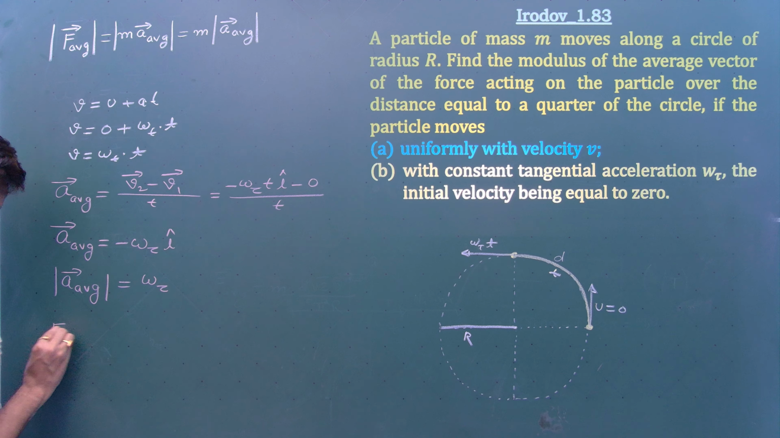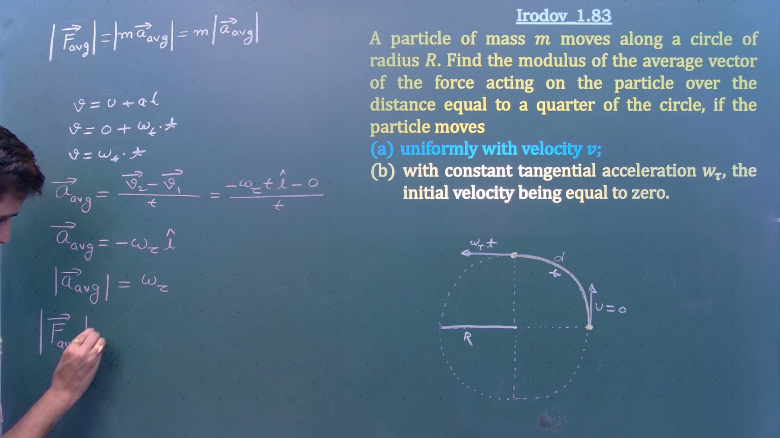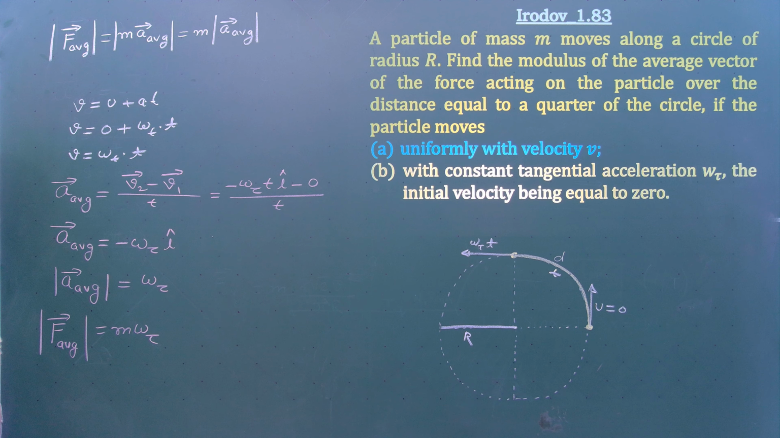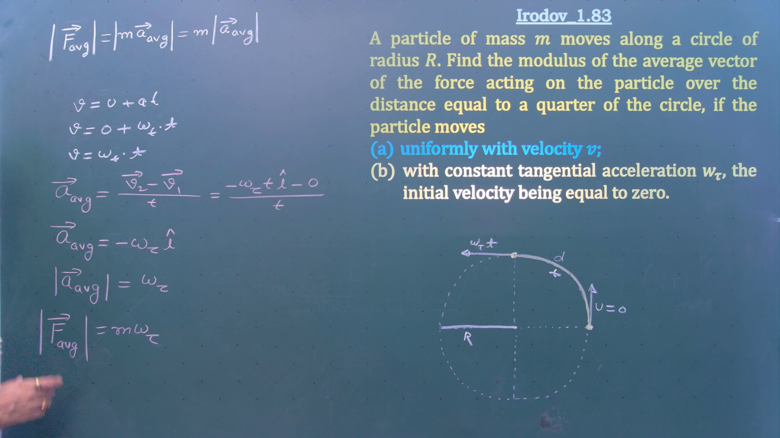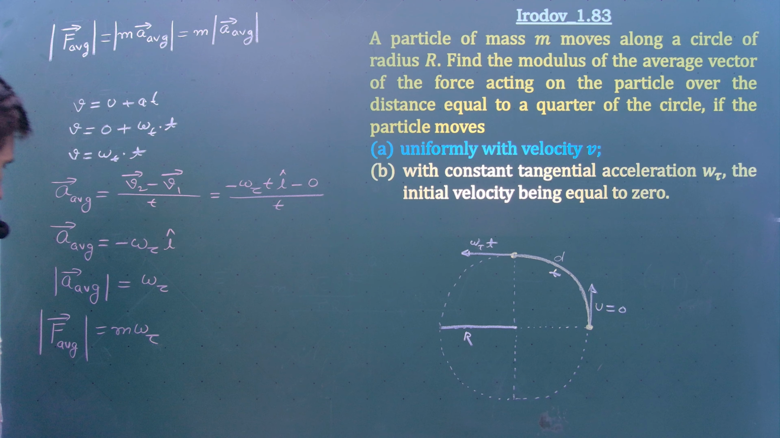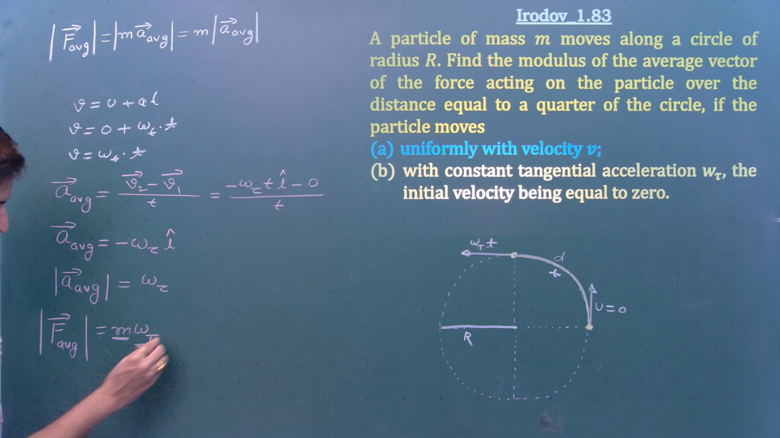So the average value of force, with magnitude, is m into wt. So this is the simple answer. So when the initial velocity is 0, the magnitude of average force acting on the particle in the 1/4 motion on the circle is m into tangential acceleration wt. So this is the answer.